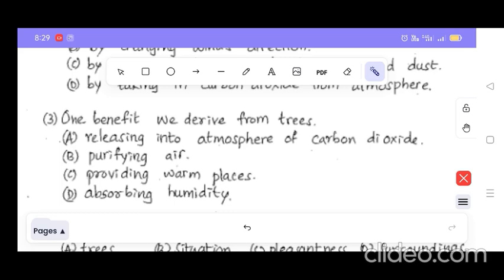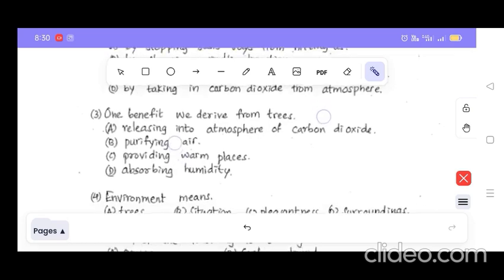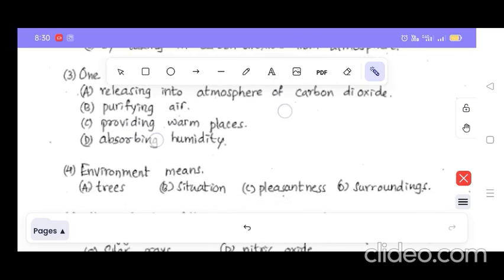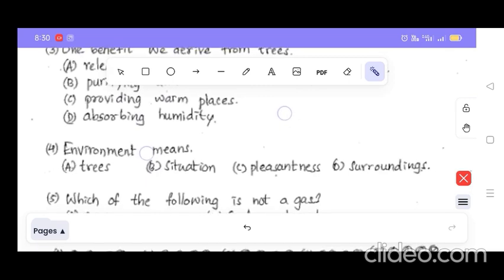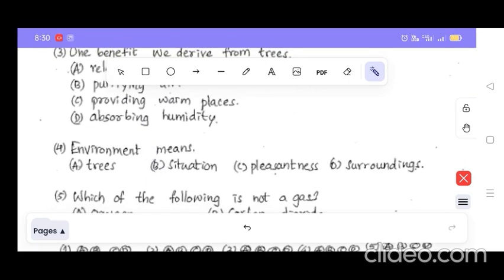Trees are going to release carbon dioxide into the atmosphere. That is the first option. They purify air. That is the good thing we derive from trees. Next, providing warm places. And the next one is absorbing humidity. Humidity means in the air, water will be there in the form of moisture. See, that will be absorbed by the trees. Is it a good thing or a bad thing for us? Let us discuss in the passage. Next one.